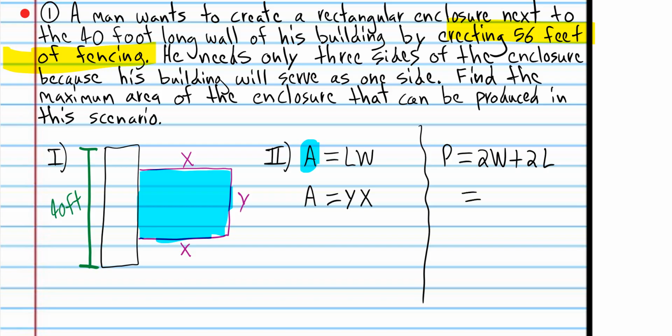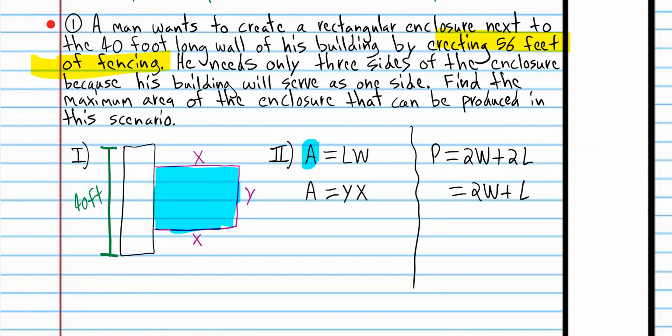Well, first of all, let's point out that we don't have one of the lengths, because remember this side of the fence is not going to be fencing, it's just going to be building. So we only need 2W plus L. So we're only counting this x and this y, because it's talking about how many feet of fencing we have. Again, this pink side here of the enclosure is not fencing, so that's not included in the 56. Is that clear?